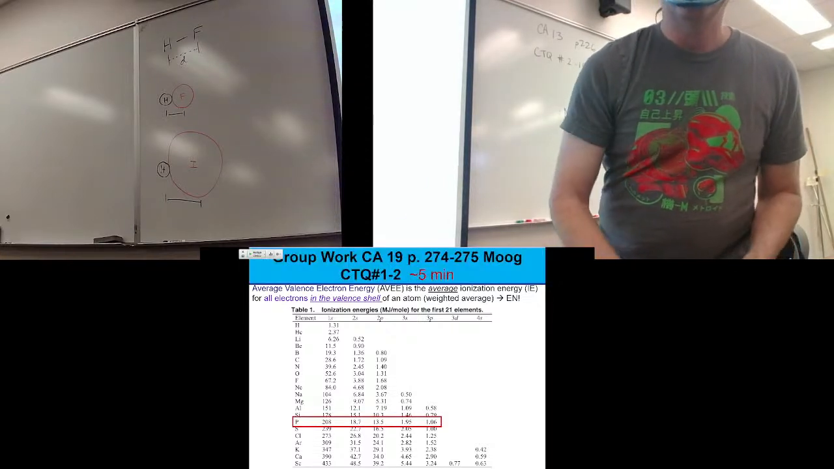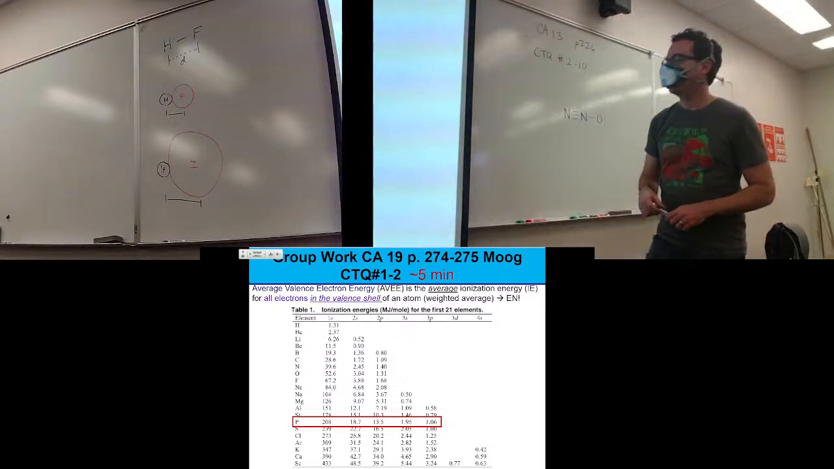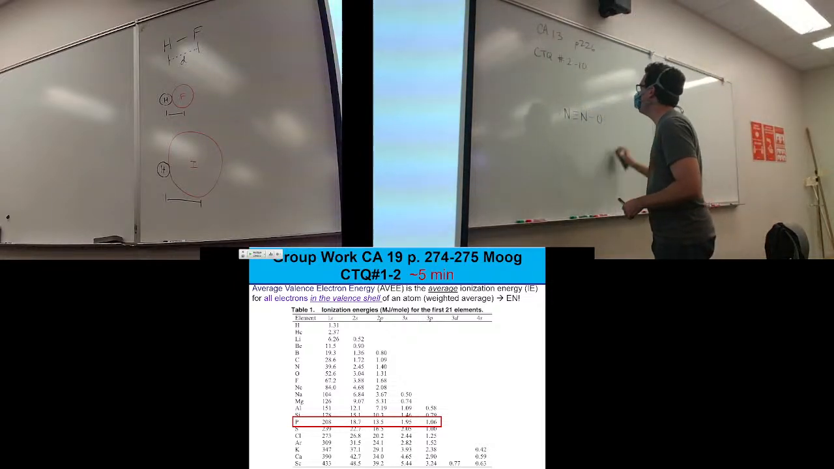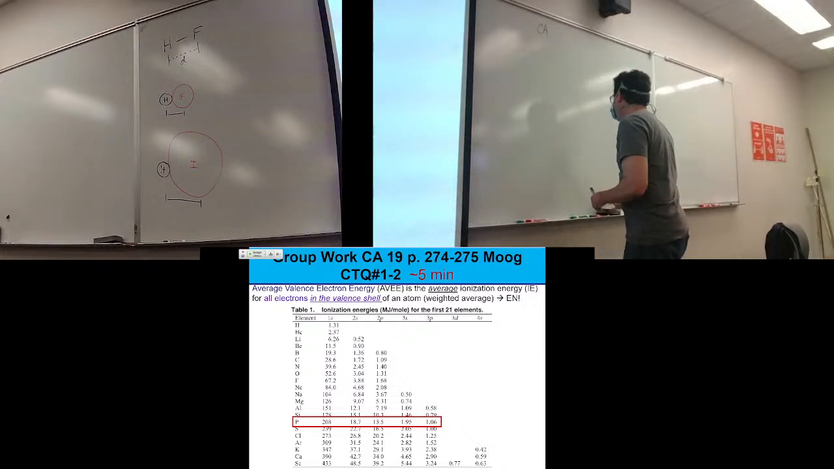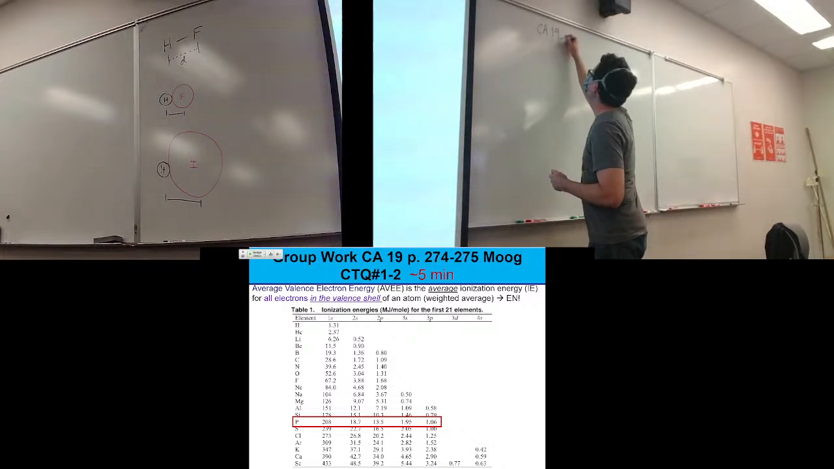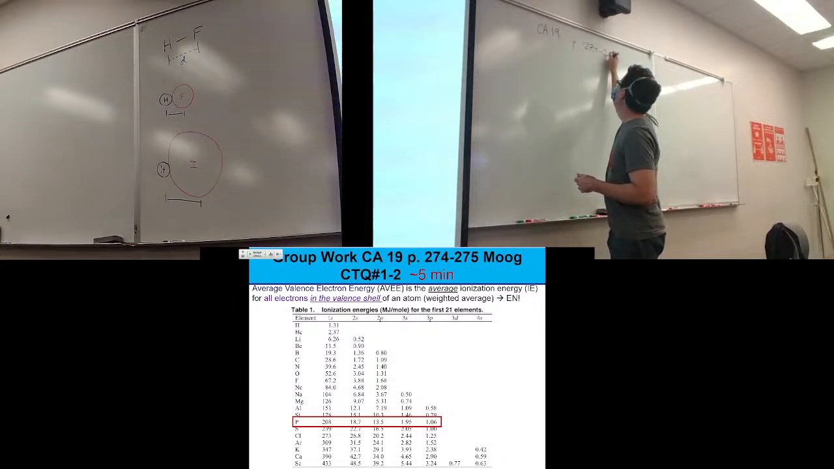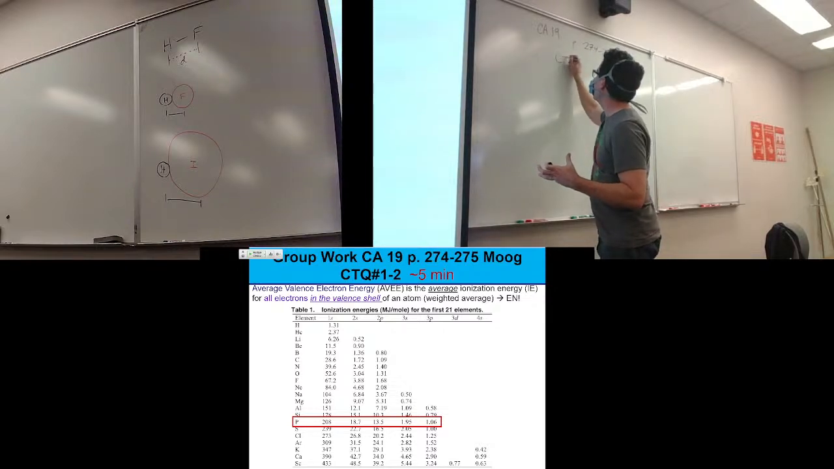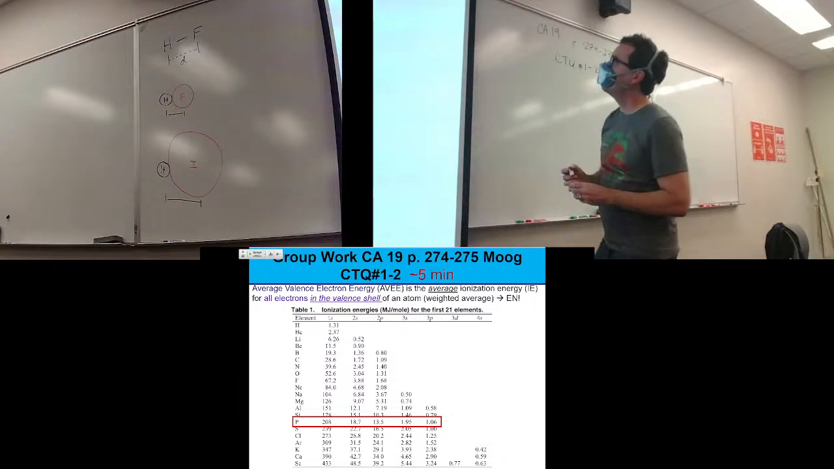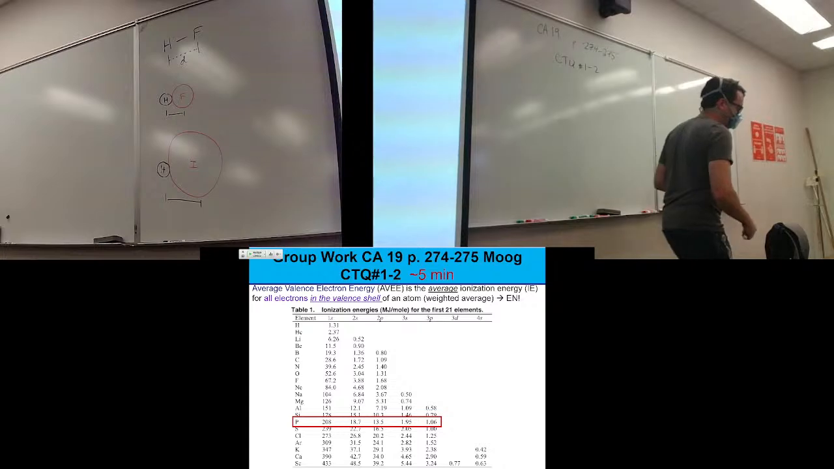So let's start with CTQ questions 1 and 2 on connectivity 19. We're skipping a whole bunch of stuff, which we'll come back to a little bit. 274, 275. So this is like the intro thing. We're going to keep going next. Just want to make sure everything makes sense, because we're going to start thinking of weird numbers next.